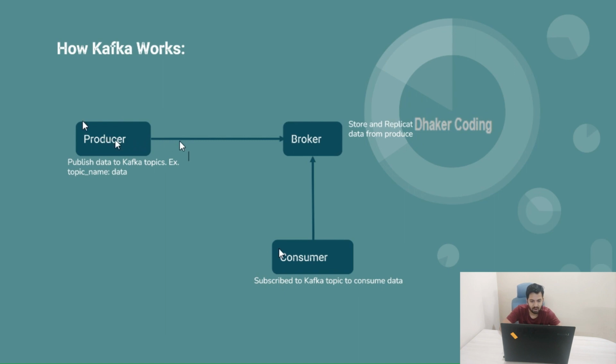Now this data comes through the broker. The broker will store the data and replicate it, the data which is produced by the producer. Now let's say a consumer says, I need the data from this topic. So he needs to subscribe himself to the specific topic. Okay, so let's go into the architecture form, how Kafka works.